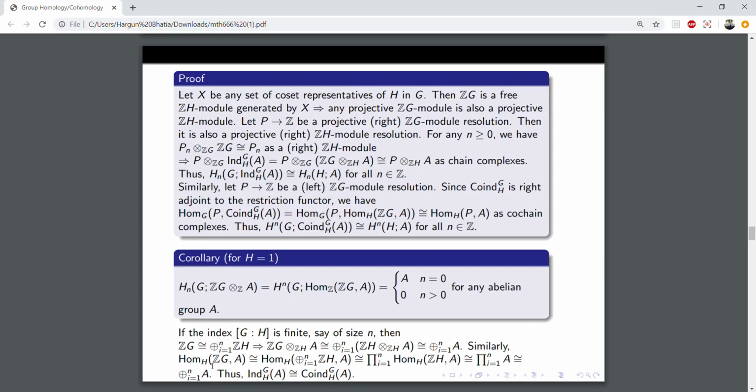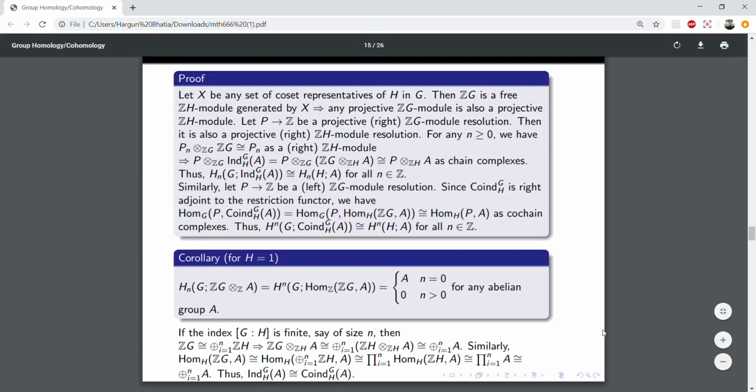Similarly, if I take the Hom from ZG to A, then ZG is a direct sum, but when I take the direct sum out, I normally get a direct product. So this is the direct product of n copies of A. But since the direct product is taken over a finite set, it's the same as the direct sum. So the two are isomorphic. Therefore, the induced and co-induced modules in this case are isomorphic, and the functors are the same.